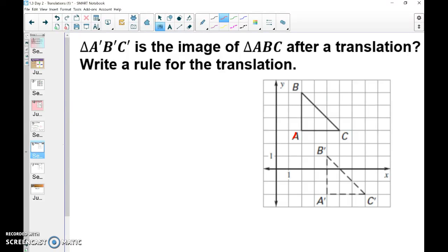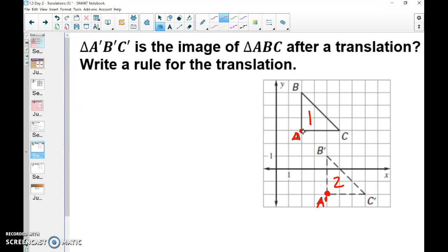So notice that this is A prime. The best way I've found to do these types of problems is to focus on just one point. So I'm going to focus on A and then its image A prime. What it's asking us to find is what happened to the shape. Did it move left, right, up, or down? What happened to the shape to get it from here to here? I know this is the starting point because there are no primes on those letters. There are prime symbols, those little tick marks, on the others, so this is what it ended with.